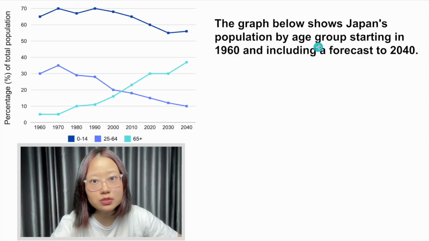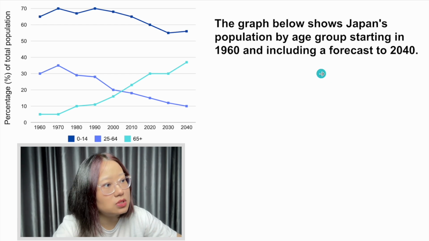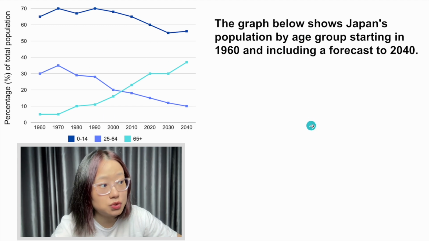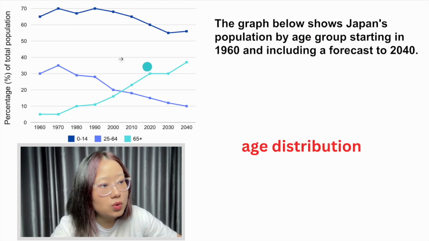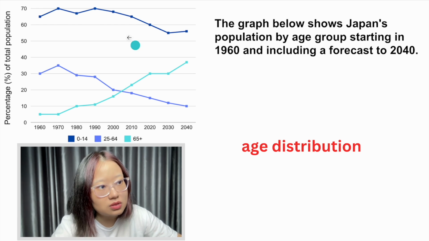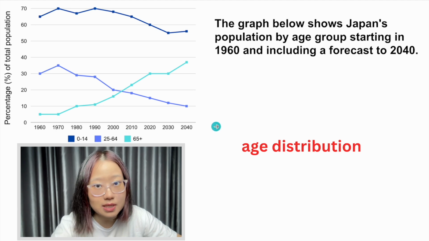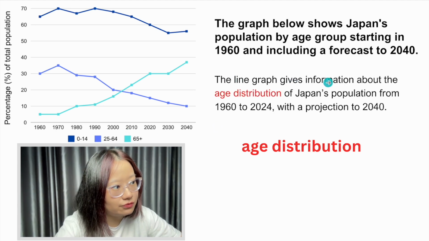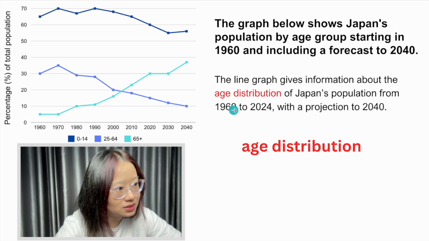Let's start with the introductory paragraph. In the exam, I was able to quickly paraphrase the chart description because I know this type of chart just shows age distribution. So when a chart groups a population into different age groups, then we can say the chart shows age distribution. So this chart groups Japan's population into 3 different age groups. So we can say this chart shows age distribution in Japan. The line graph gives information about the age distribution of Japan's population from 1960 to 2024 with a projection to 2040.